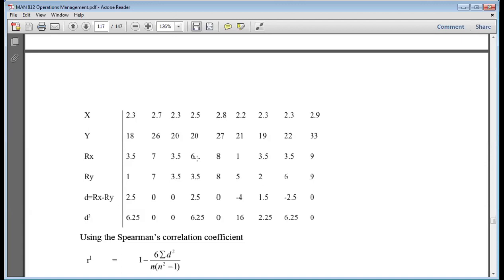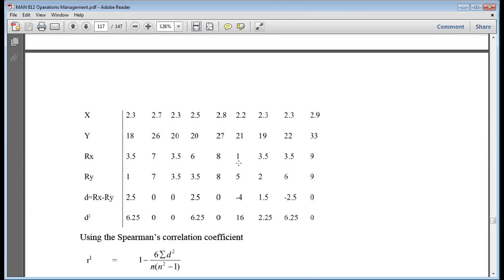So the next one is 2.3. And how many 2.3 are there? It is 4. 1, 2, 3, 4. What you do is you rank it 3.5, 3.5, 3.5, 3.5. Have you seen it? Then the next one is 2.2. The 2.2 will now be 1.